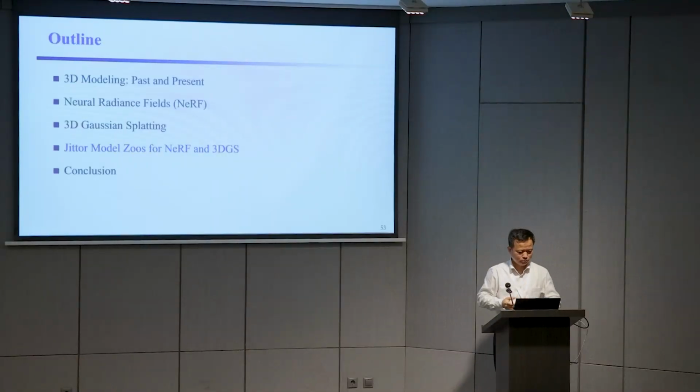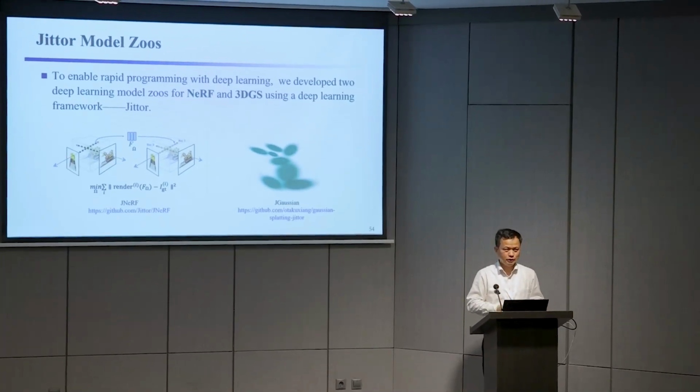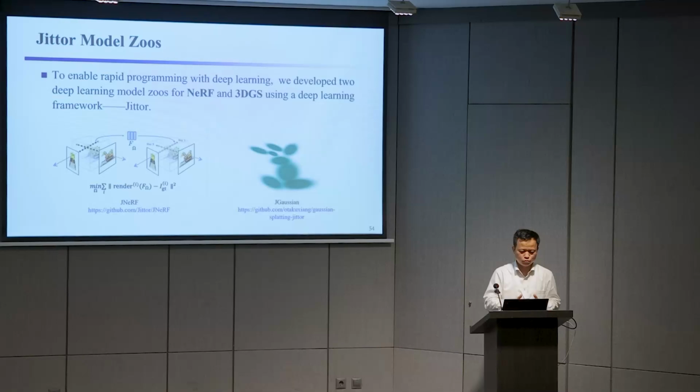Okay, now let me show some software which is quite useful for your research and development. Today I mainly introduced two important concepts, NeRF and 3D Gaussian. And to enable rapid programming with deep learning, we developed two deep learning model zoos for NeRF and Gaussian, using the deep learning framework Jittor. Jittor is a framework developed by my group, which is similar to PyTorch or TensorFlow. Very similar, but Jittor is by my group. So we open sourced it on GitHub. You can download it, it is very easy, and you can use those two model zoos.